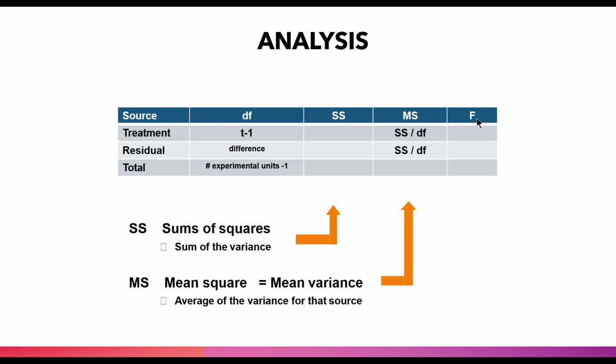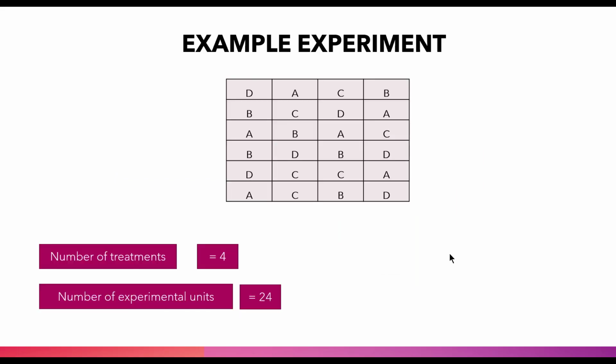So let's go to our data. I'm using this experiment as an example where there are 4 treatments: treatment A, treatment B, treatment C, and treatment D. As you can see here, there is no pattern. Whether you consider column as a block or row as a block, there is no pattern. So this is called completely randomized design, and there are 4 treatments and 24 experimental units. Each plot here is an experimental unit: 4 by 6 equals 24.